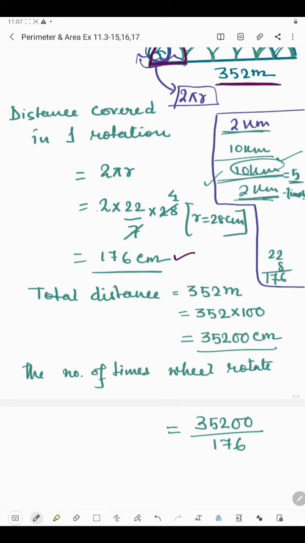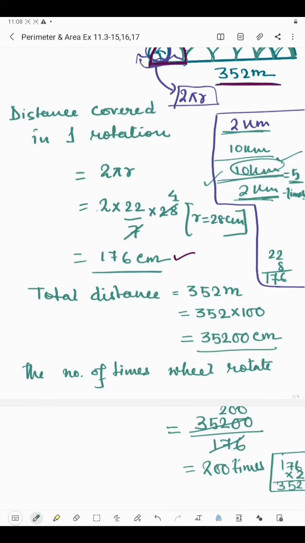So these are to be divided to get the number of times the wheel rotates. Now the table of 176: 176 multiplied by 2, 6 twos are 12, 1 carry, 7 twos are 14, 14 plus 1 is 15, 1 carry, 1 twos are 2, 2 plus 1 is 3. So it's 352. If you cut this, since there are 2 zeros, it's 200. So the wheel will rotate 200 times to cover the distance of 352 meter. So this was question number 16.